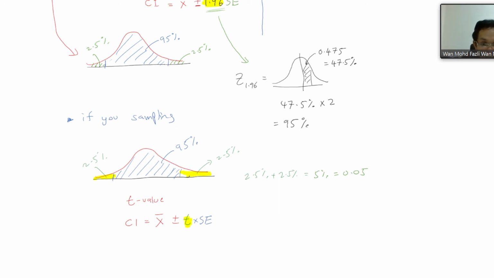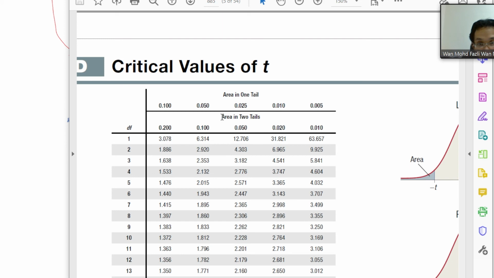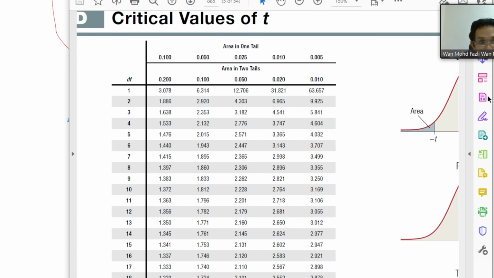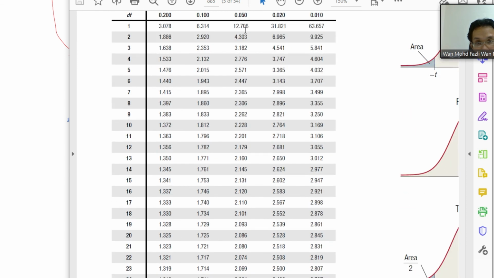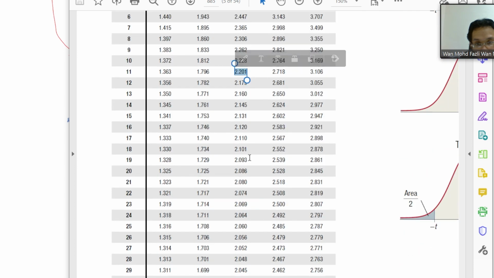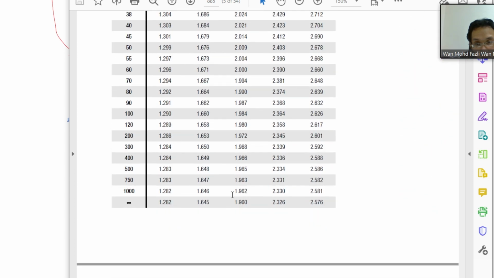If you look at this table, you will see here area in two tails 0.05. This 0.05 means the area is 95% from the left-hand side to the tail. If you look at this value, if you have degree of freedom 1, you get 12. If you have degree of freedom 2, you get 4. If you increase the degree of freedom, look at what happens. Just look at this 0.05 column. If I increase the degree of freedom and go down, nearing infinity, you get 1.96.